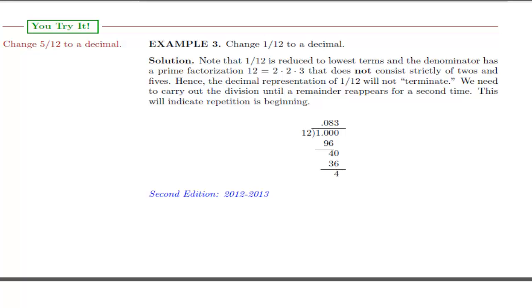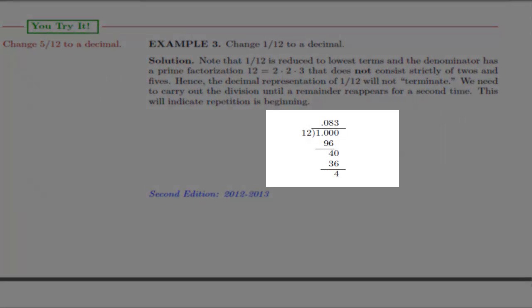Hence, the decimal representation of 1/12 will not terminate. We need to carry out the division until a remainder reappears for a second time. This will indicate repetition is beginning. 12 doesn't go into 1 when we divide 1 by 12. So we have to add a 0. 12 doesn't go into 10, so we'll place a 0 in the quotient, add another 0. 12 goes into 100 8 times. 8 times 12 is 96. 100 minus 96 is 4.